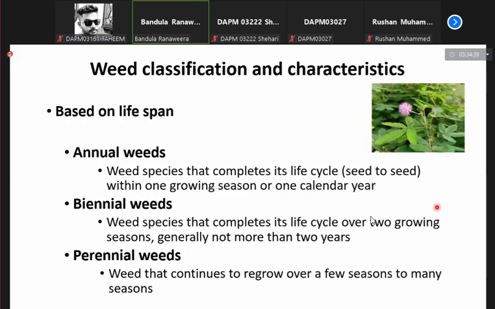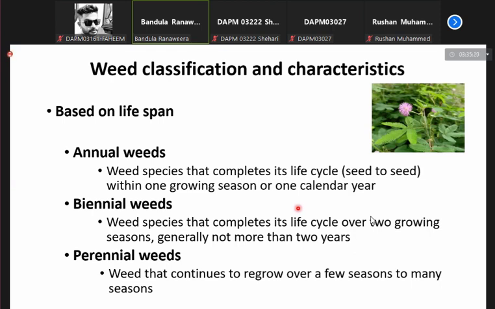If we consider the lifespan, there are annual weeds completing the life cycle within a period of 1 calendar year or 1 growing season. Biennial weeds complete the life cycle over... so not exactly a complete year, maybe even less than 1 year period. If a plant is completing its life cycle, we name it as an annual plant.